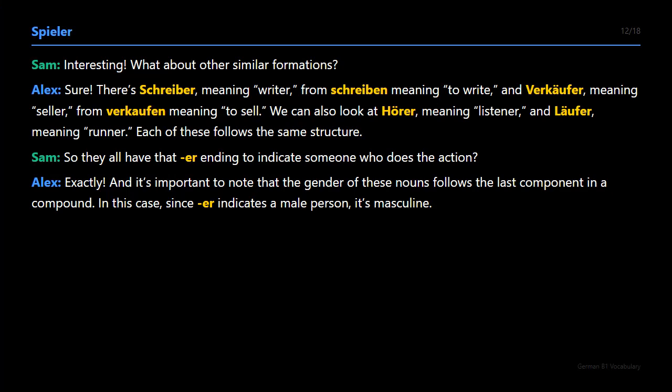Exactly. And it's important to note that the gender of these nouns follows the last component in a compound. In this case, since the ending indicates a male person, it's masculine.